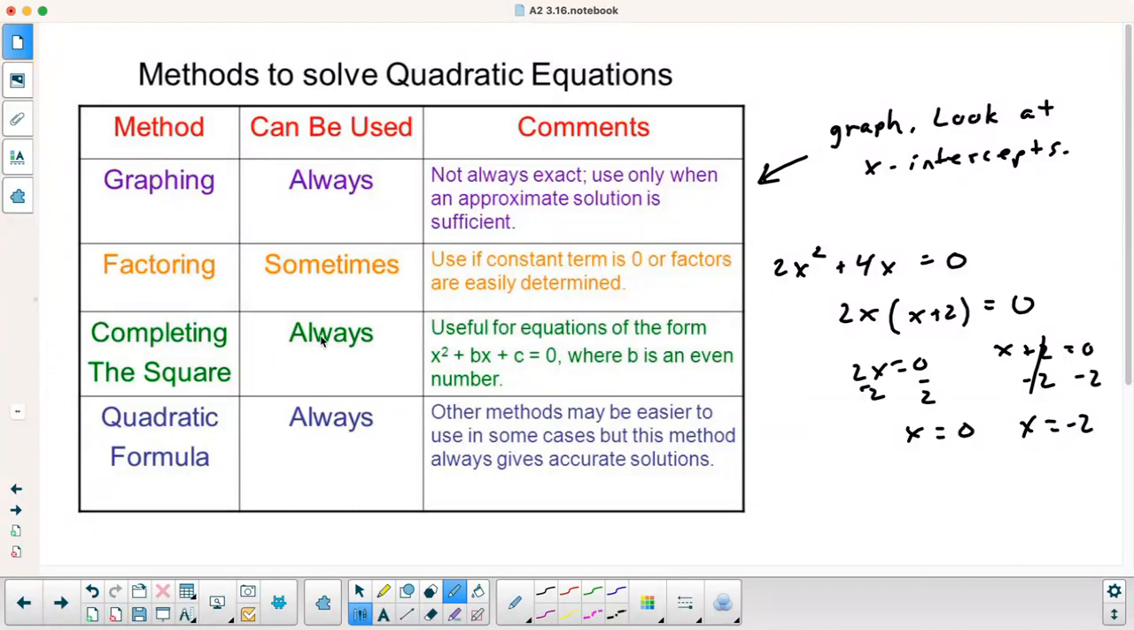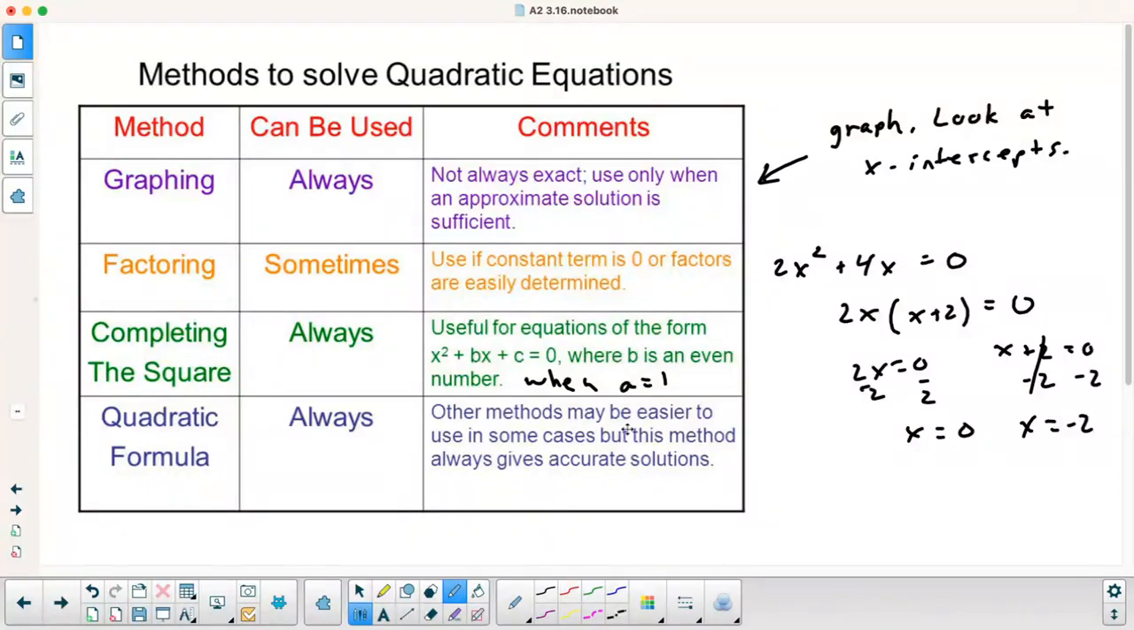Completing the square works best when b is an even number, and also I would say when a equals 1, because then you don't have to divide. Completing the square will always work. Quadratic formula also always works, but other methods might be easier, like you might be able to factor, you might be able to complete the square depending on how it's set up. But this will always work.